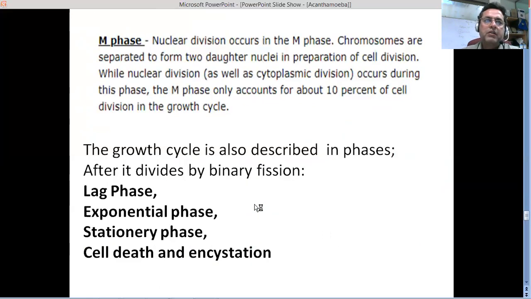M phase or mitotic phase. So in the M phase, nuclear division occurs. Chromosomes are separated to form two daughter nuclei in preparation of cell division. While nuclear division as well as cytoplasmic division occurs during this phase, the M phase only accounts for about 10% of cell division in the growth cycle. So the growth cycle is also described in phases after it divides by binary fission.